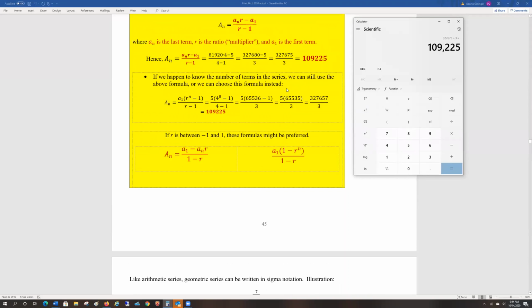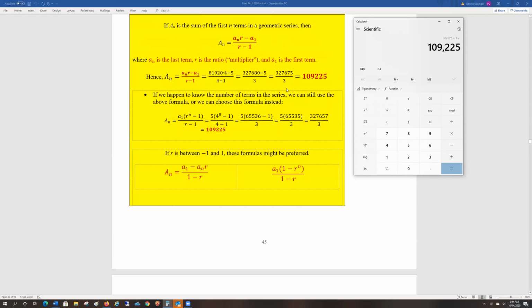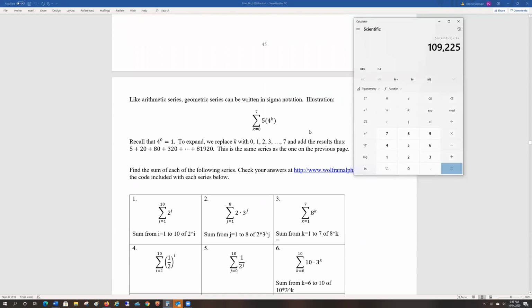Now, just so you'll know, once you know that there are 8 numbers, you can do it this way: the first number times the multiplier to the n power minus 1 in parentheses. So with a calculator, to mimic that exactly, you would say 5 times, open parentheses, 4 raised to the power 8 minus 1, close parentheses, divided by 3, 109,225. Well, by golly, that worked there too. Unbelievable. All right.